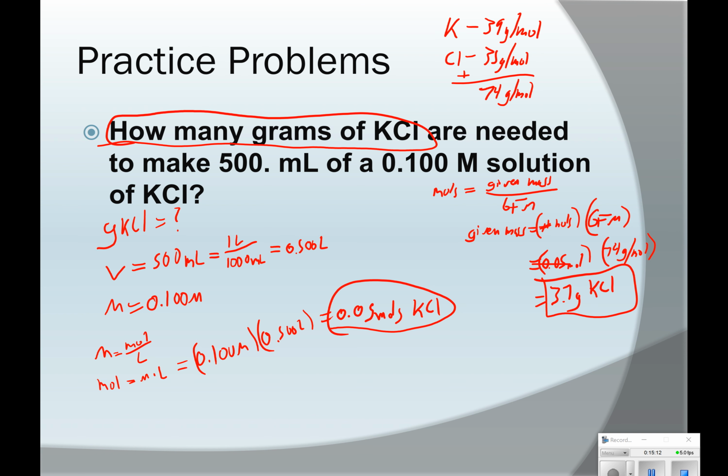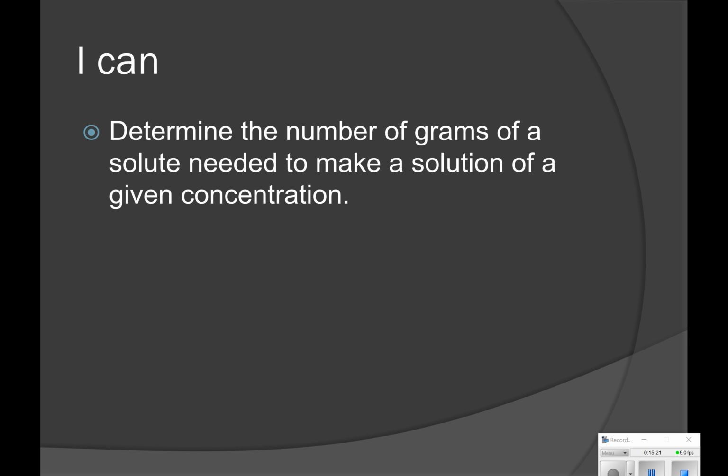So we can go measure 3.7 grams of KCl on a scale, mix it with 500 milliliters of water, and that will make us a 0.1 molar solution. At this point, you should be able to determine the number of grams of a solute needed to make a solution of a given concentration.